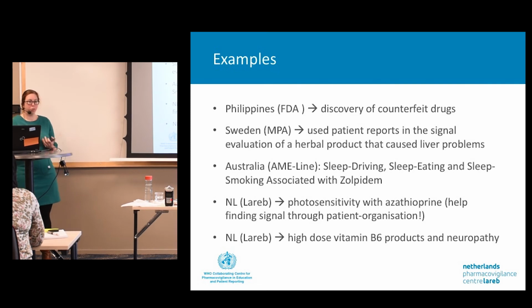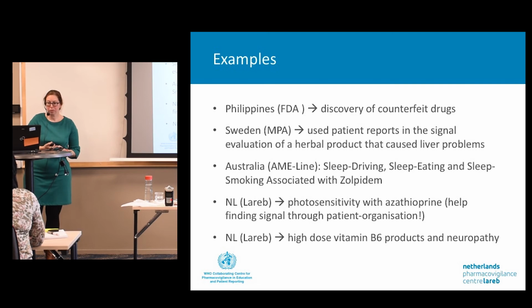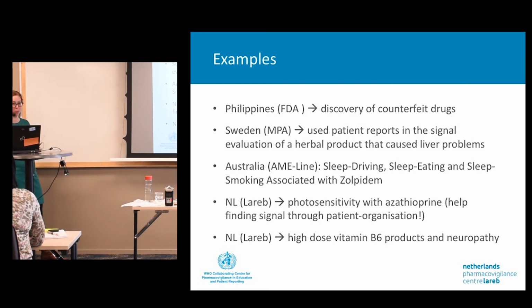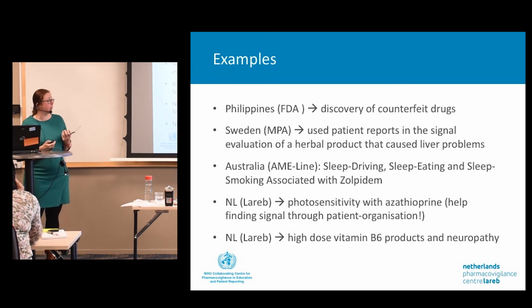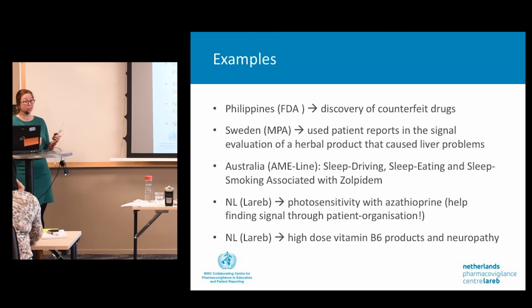So I really like that, through the help of a patient organization, you could get that info to really strengthen a signal. And also we had a signal on really high dose vitamin B6 products and neuropathy. It's a signal where patients really were able to provide info on vitamin products which were not registered, in extremely high dosages, bought, for instance, on the internet, leading to these complaints. A lot of them also had investigations in the hospital to look at their vitamin B6 blood levels, and were able to provide us with that info.